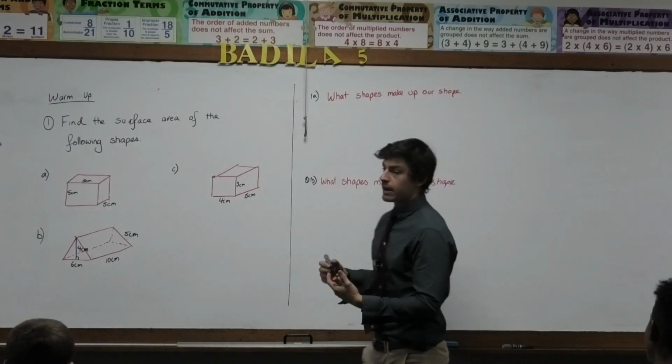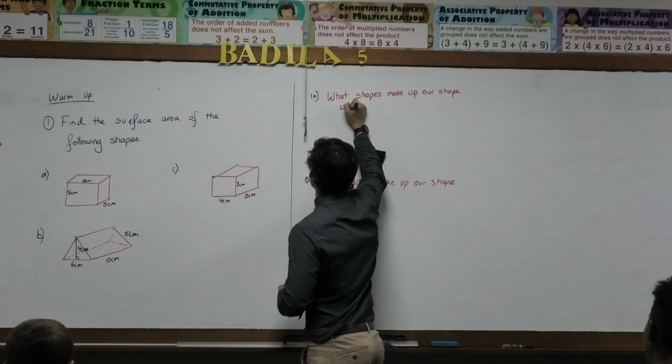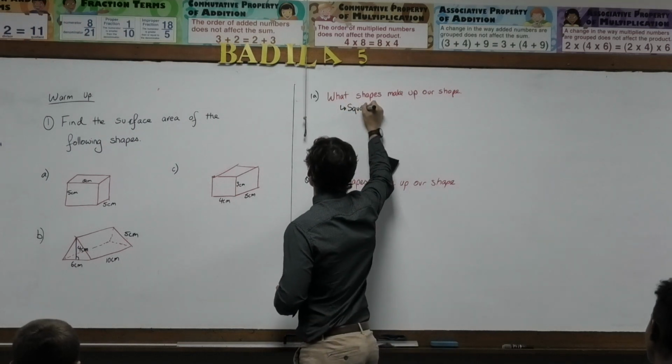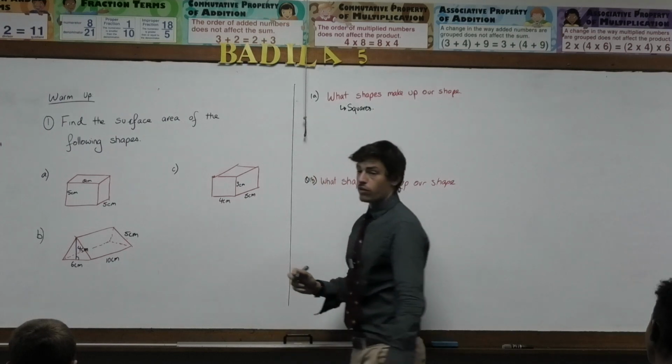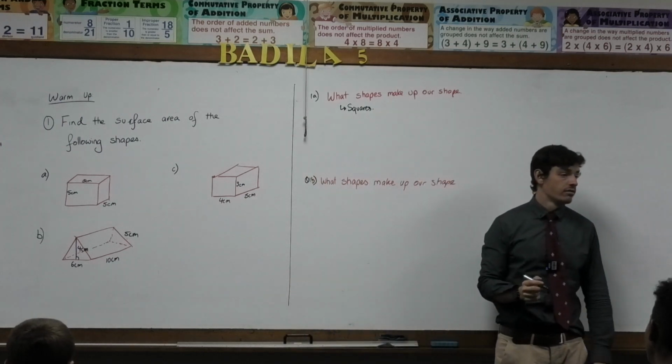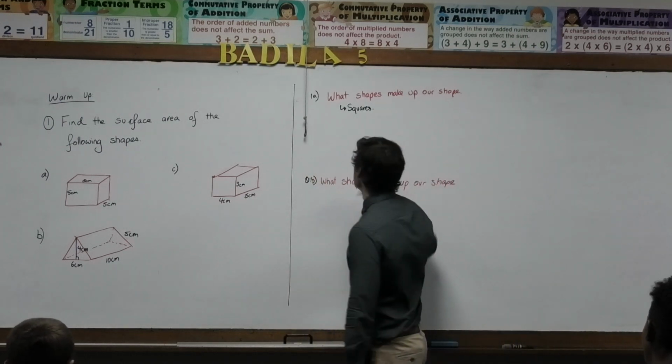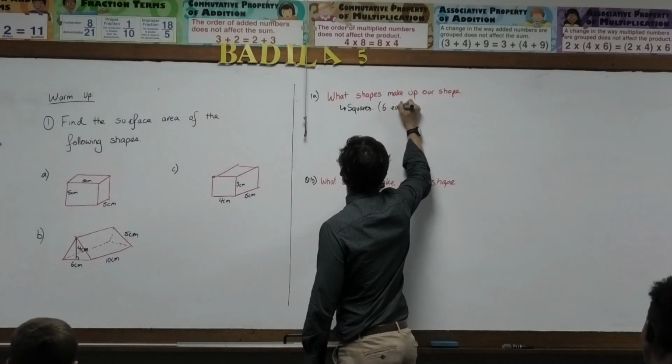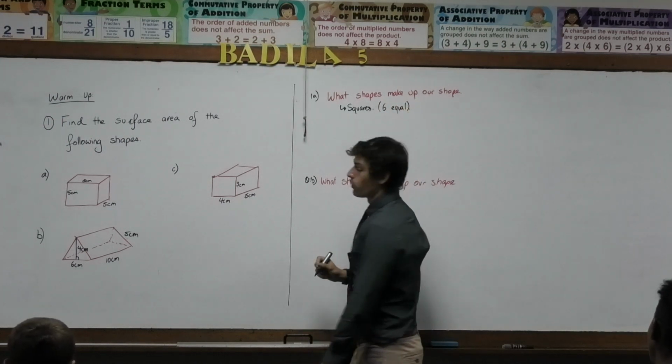So what shapes make up our cube? We've already established that it's squares. We've got squares, and how many of them do we have? Are they all the same? Yes. So we've got 6 equal squares.